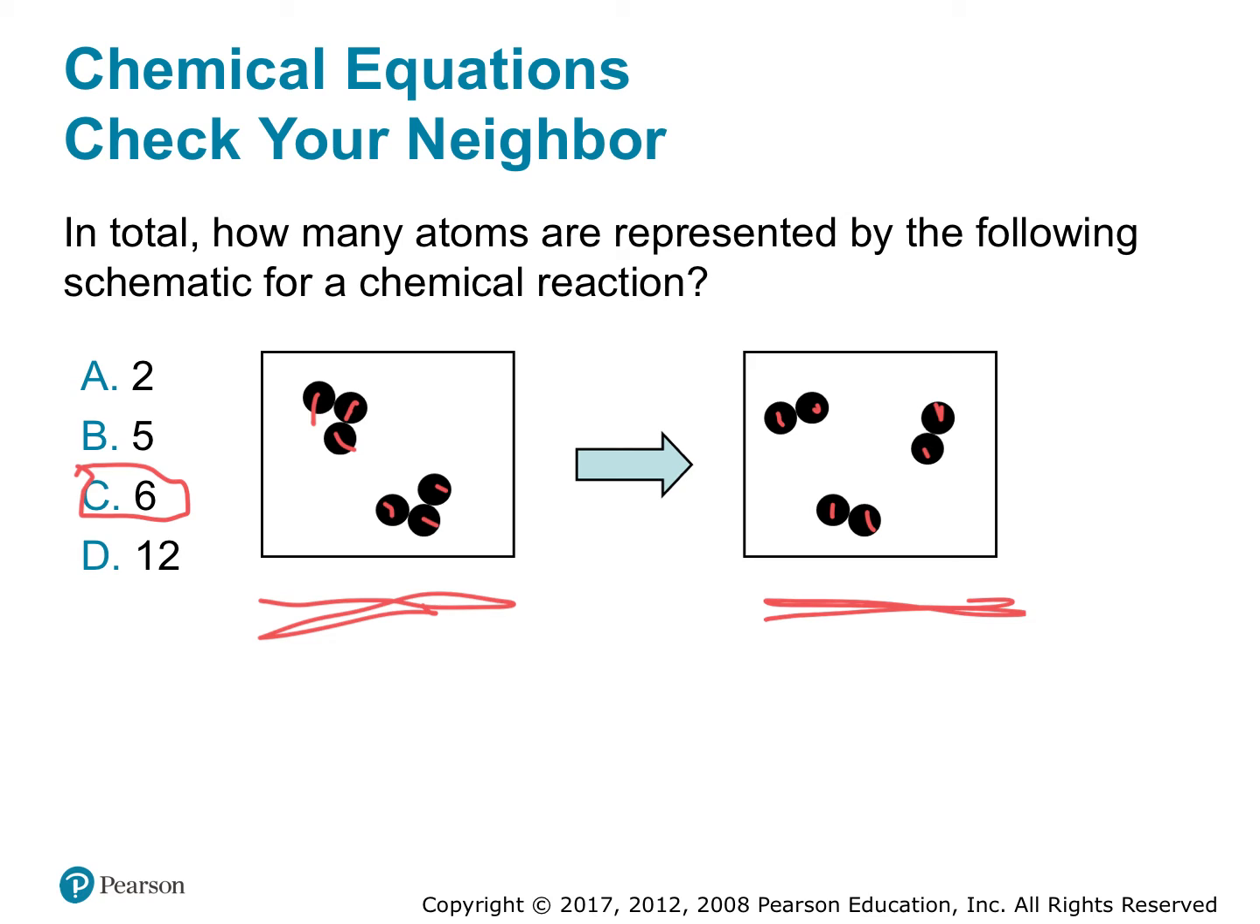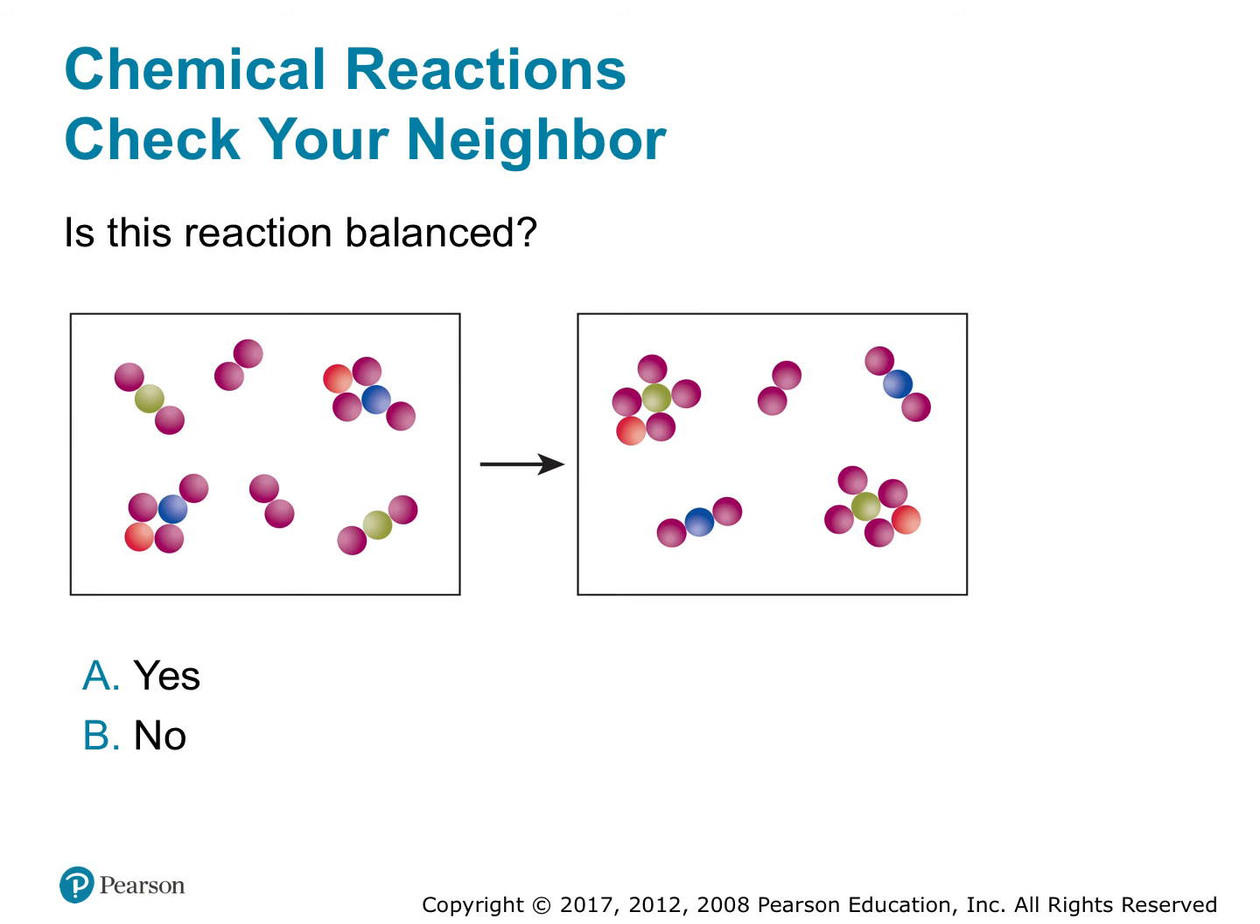And remember, the things that are existing before the reaction, these are called the reactants, the things that are reacting. And the things you end up after the reaction, the things that are produced, are called the products. So we have the reactants, we have the products. Okay, here's another example. Is this reaction balanced? Yes or no? Well, let's figure it out.